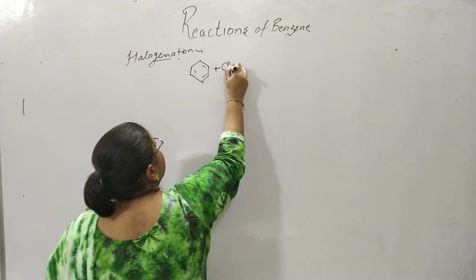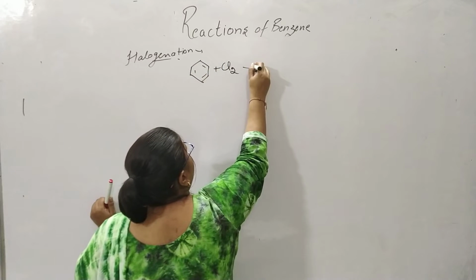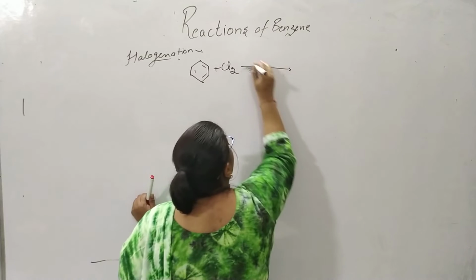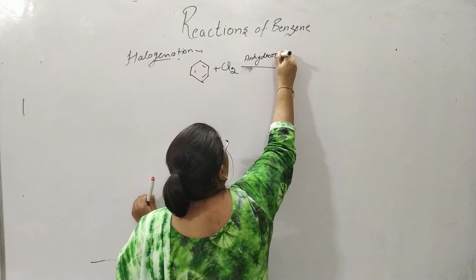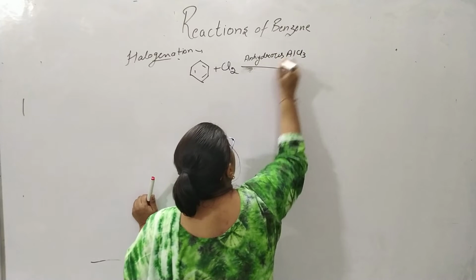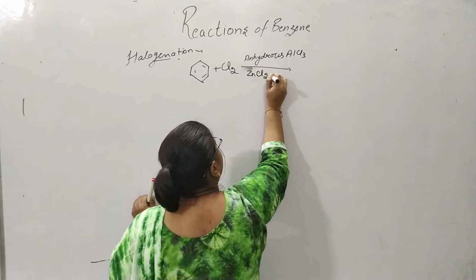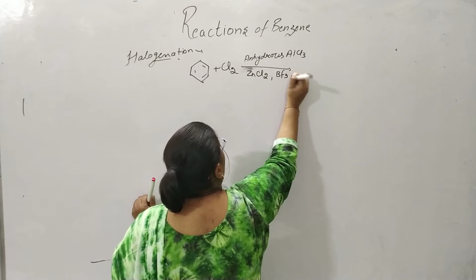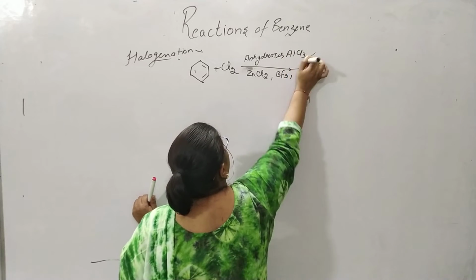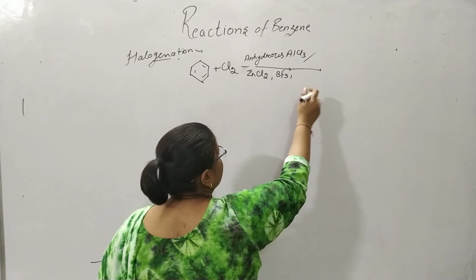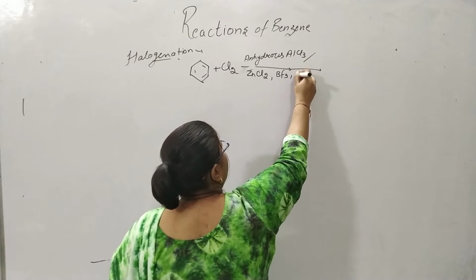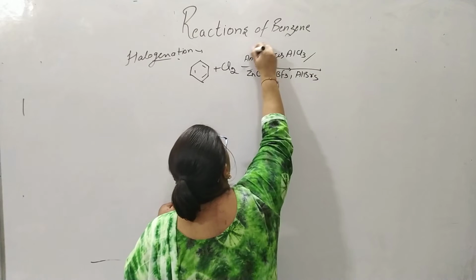First, that is chlorine, and the catalyst, that is anhydrous. Anhydrous AlCl3, ZnCl2, BF3, or any kind of reagent you can take. These are the Lewis acids, and one is AlBr3 also. These are all the Lewis acids.